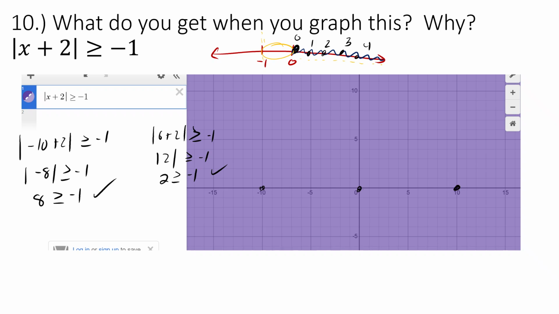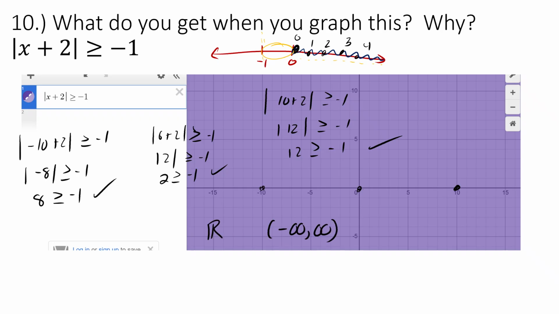You can come over here and do a 10, okay? 10 plus 2, that's 12, okay? It doesn't matter what you put in there for x. As soon as you take the absolute value of it, you're going to get something greater than or equal to negative 1. So all of the numbers, so you could say that this is all real numbers. You could say it's everything from negative infinity to infinity, and the reason for that is all distances are greater than negative 1, okay?